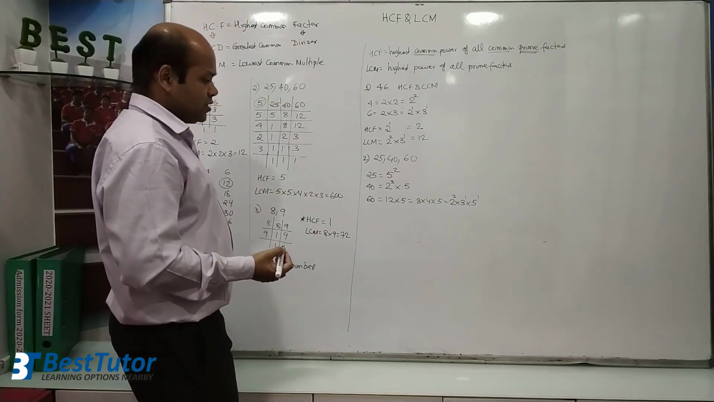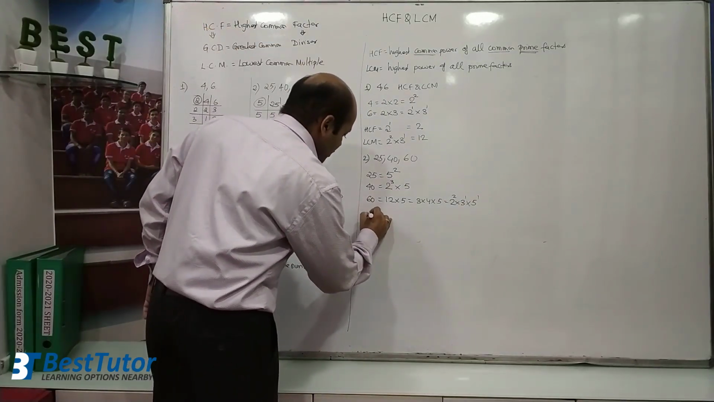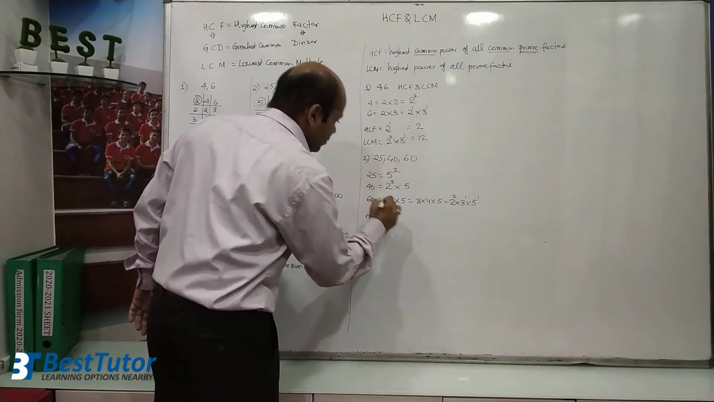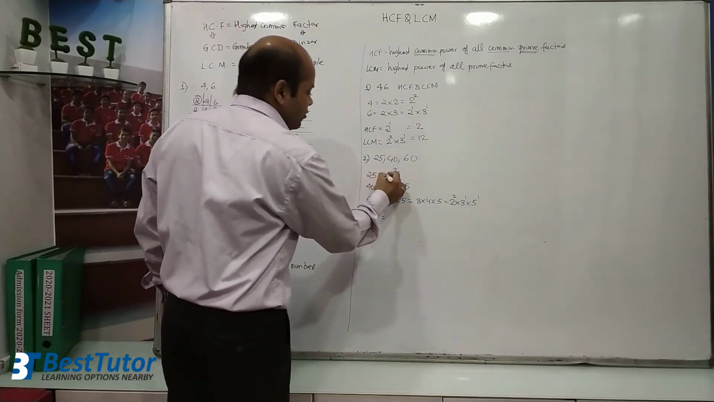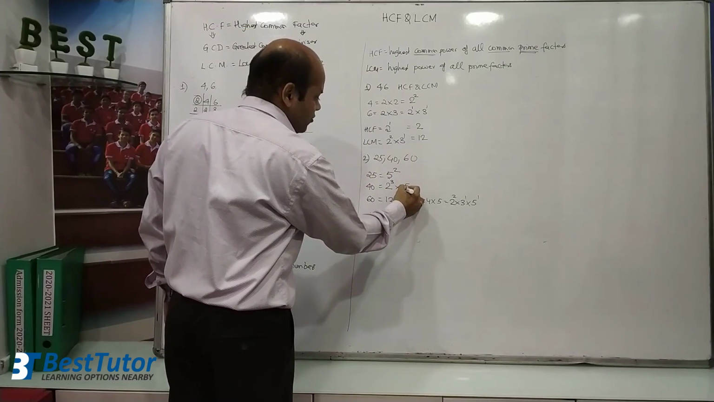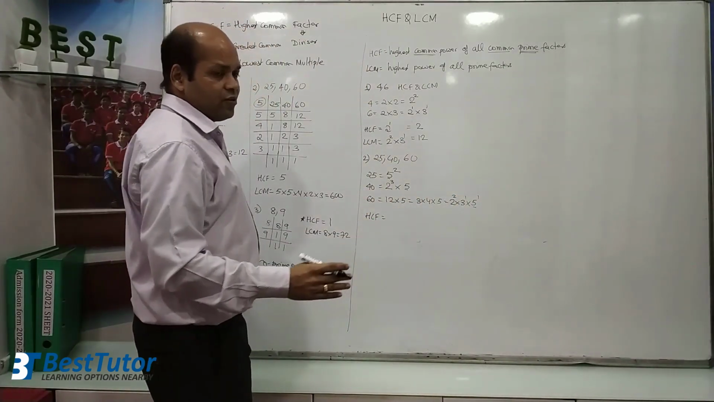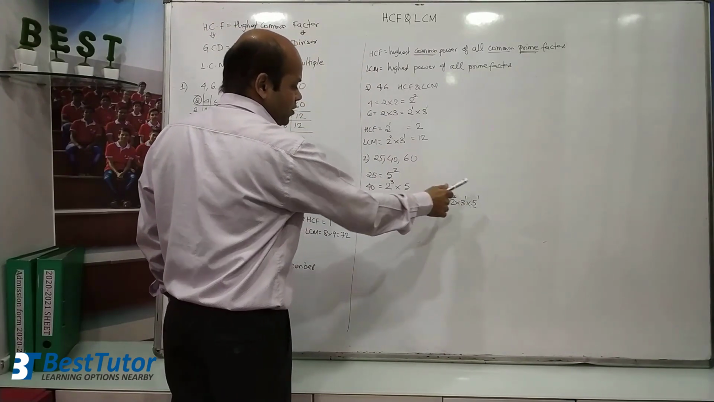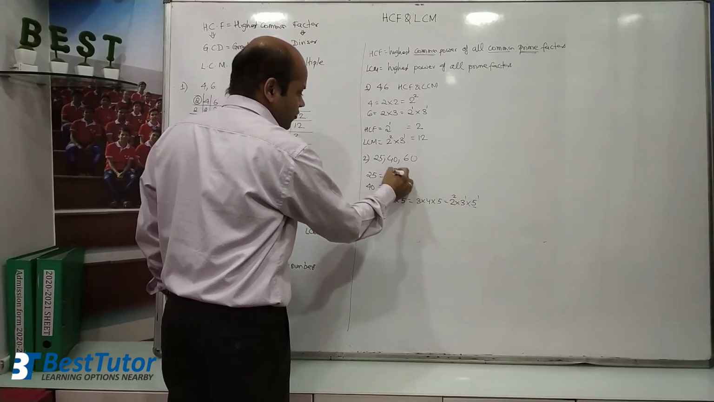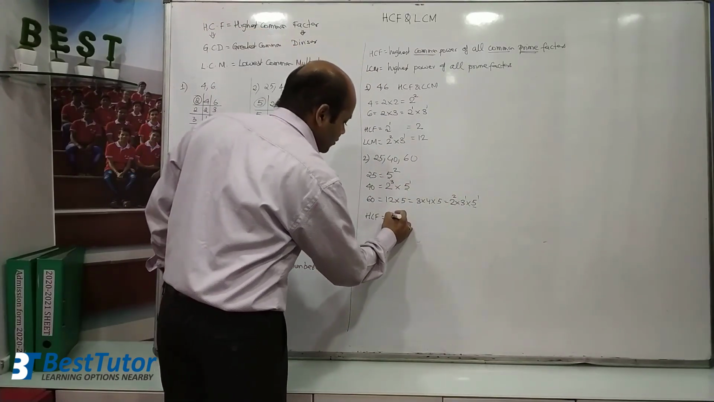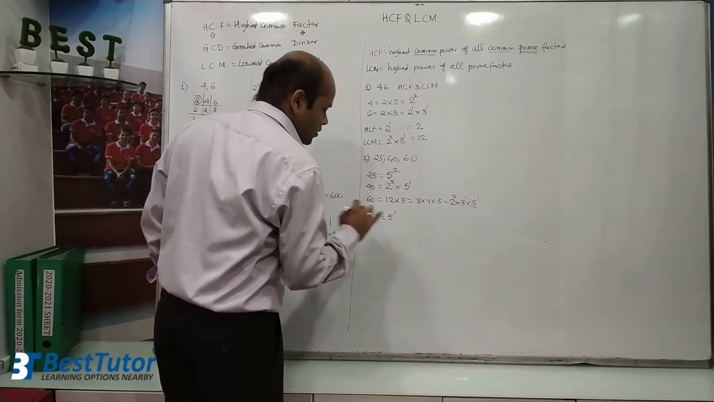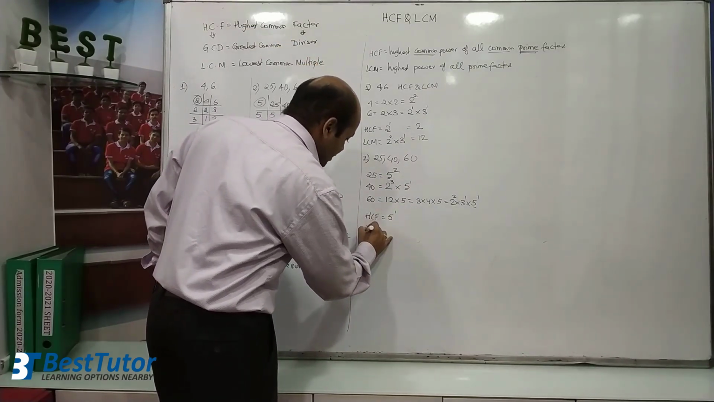Now, what is HCF? Here what we have? Only 5. So we will take 5. What is the power? 5 raised to 1. What is common? 5 raised to 1. That's it.